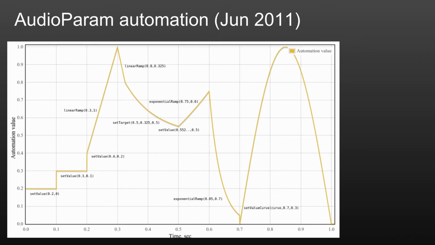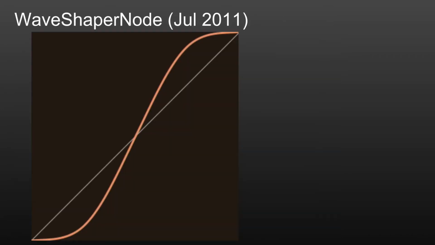In June of 2011, we got the ability to automate audio params, which is really powerful. You got set value at time, linear ramp to value at time, set target at time, and so on. In July of 2011, we had some discussions on the list about the WaveShaper node. How should that work? It doesn't have a very complicated API. You basically just give it a curve and you have an optional property to do oversampling or not. So I implemented that and added that to the spec around July.